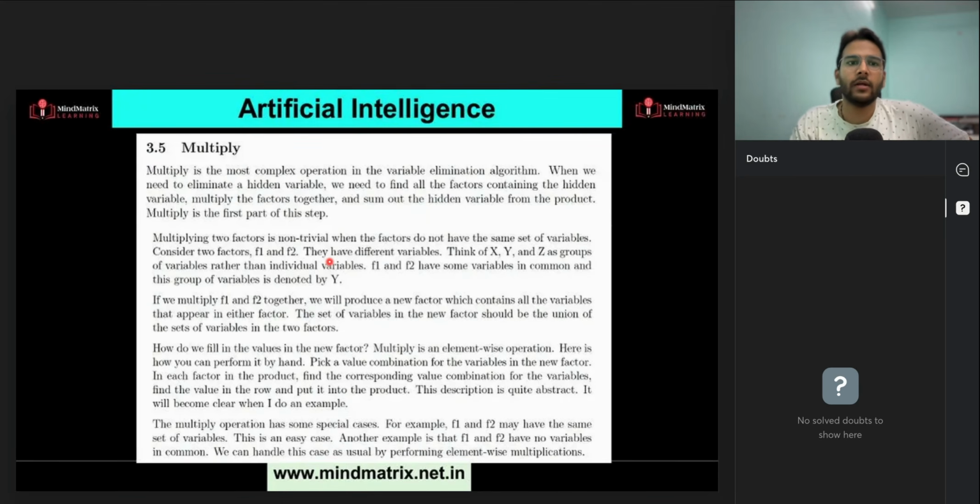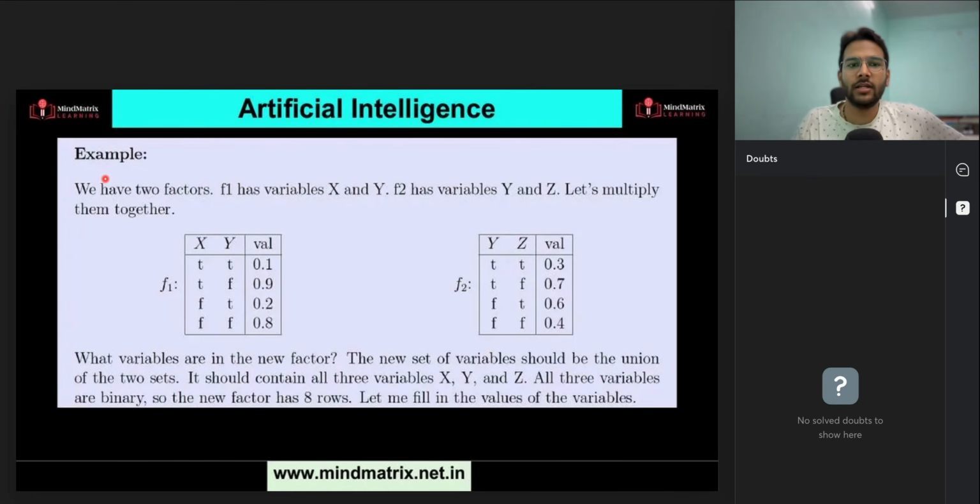Okay, fine. The third operation that we have is multiply. Again, you can give it a read. Let's understand through one example. We have two factors, f1 and f2. F1 has two variables, x and y. F2 has two variables, y and z. Now let's multiply them together. Multiplying them together is the same as natural join. I hope you remember natural join, which we covered in DBMS.